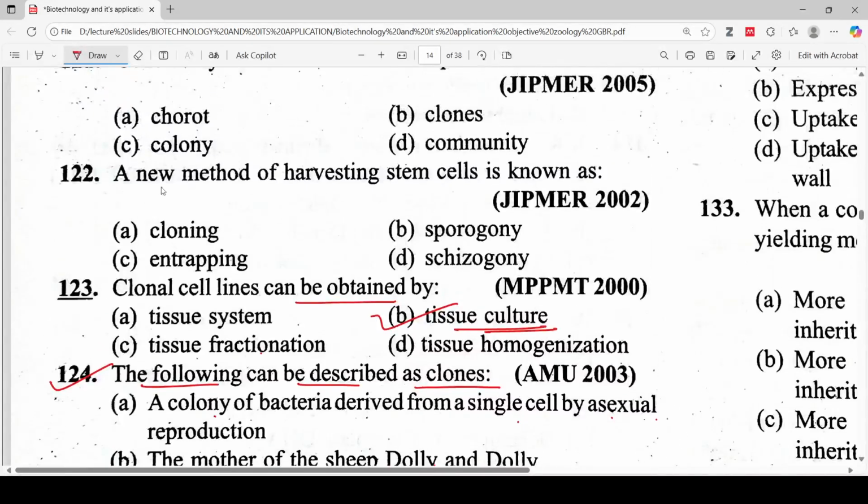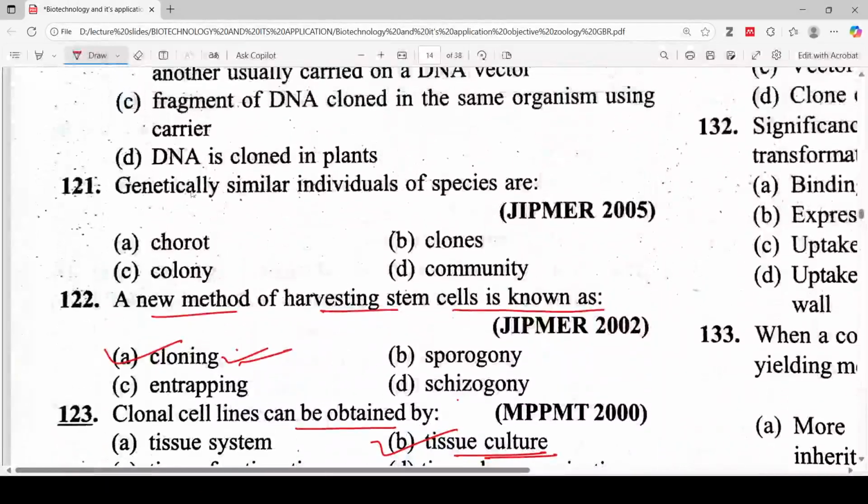Next question, a new method of harvesting stem cells is known as cloning, entrapping, sporogamy, zygogamy. No, cloning will be the correct answer. Genetically similar individuals of a species are cloned. So the clone will be the correct answer.